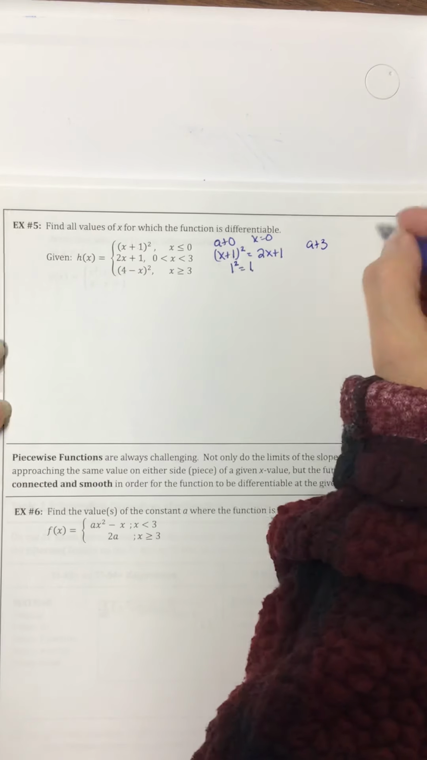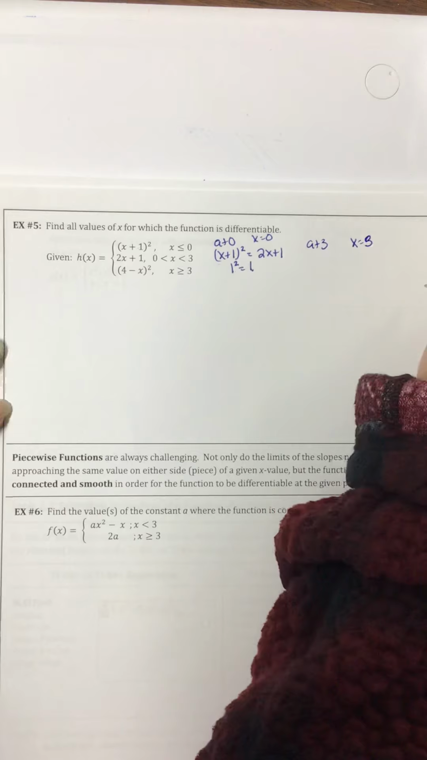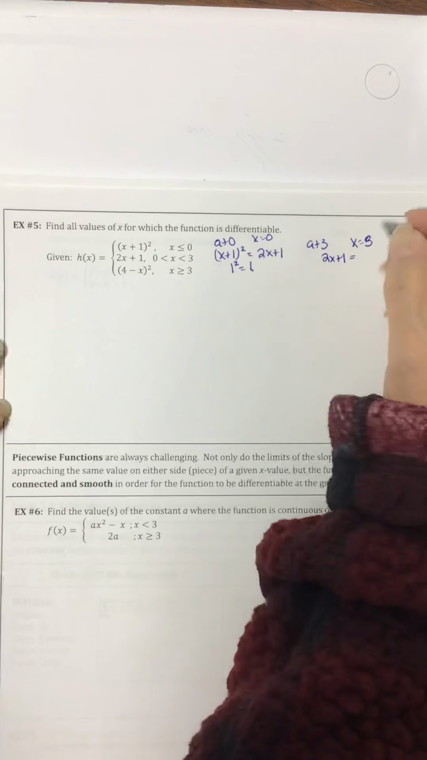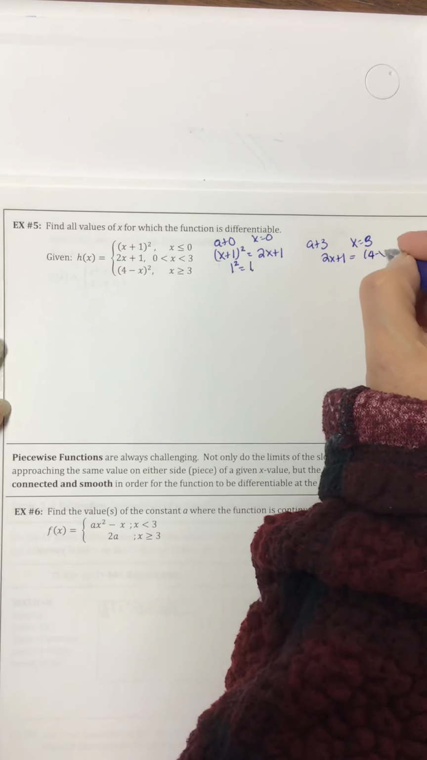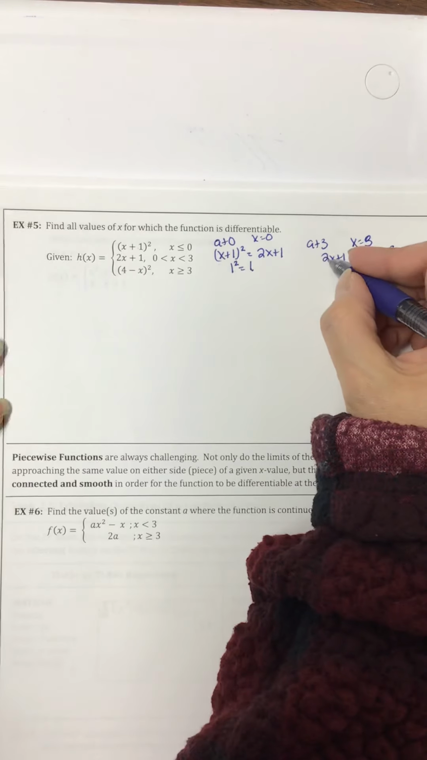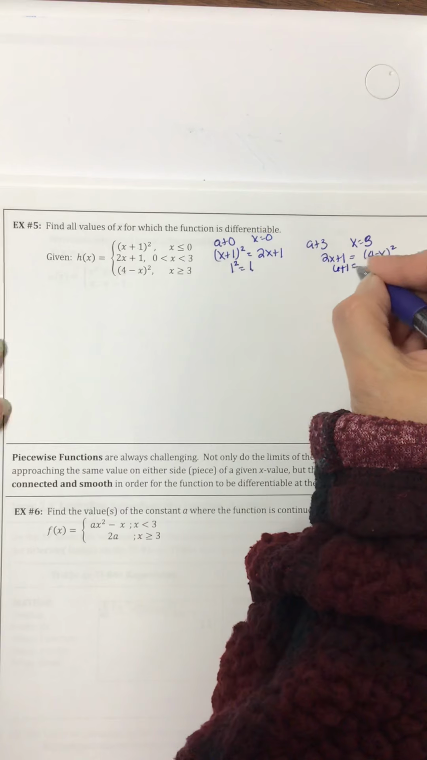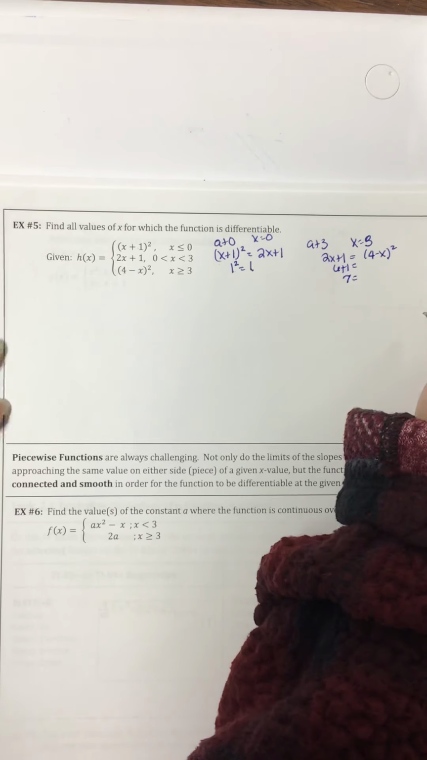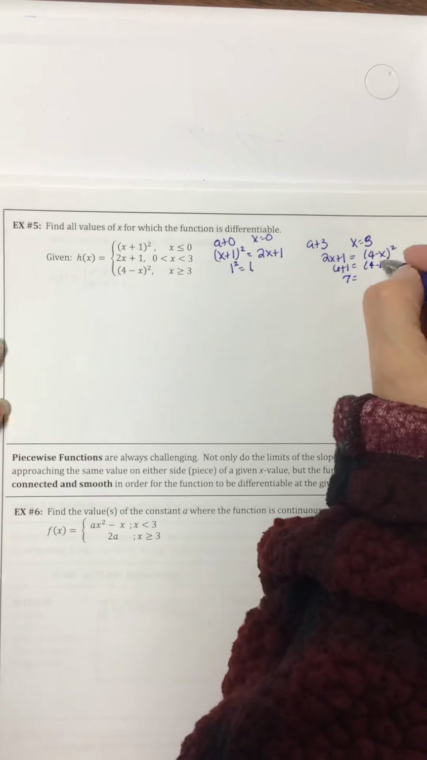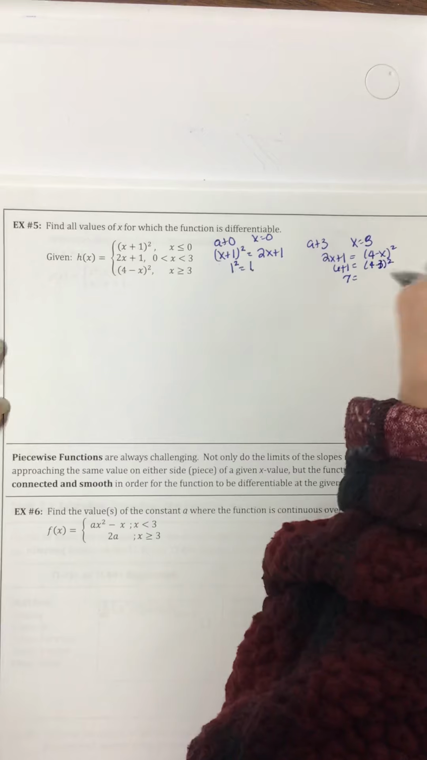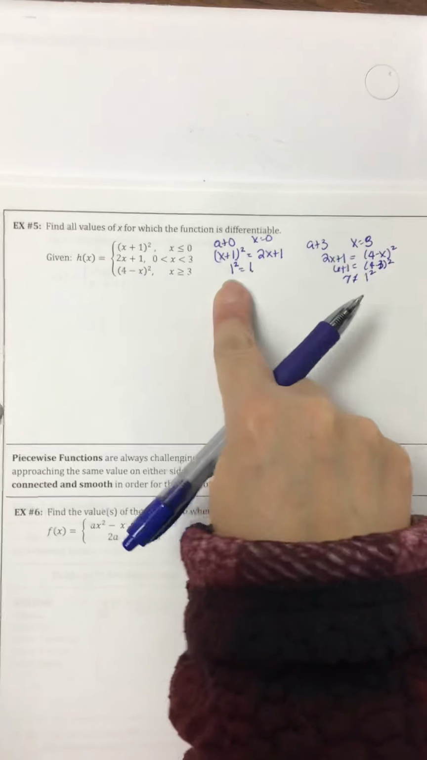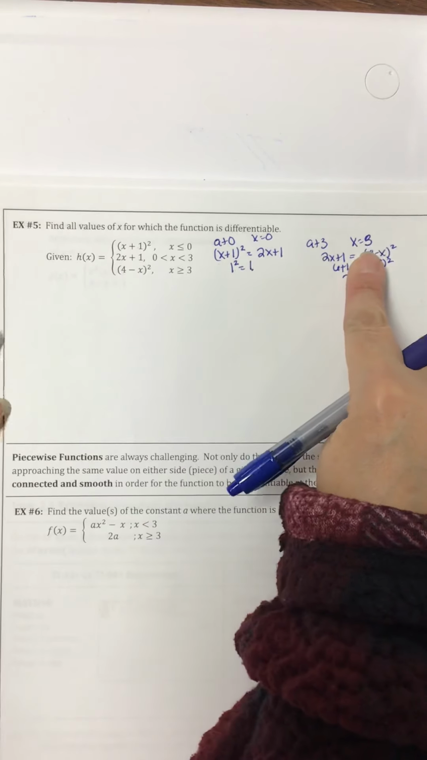Now at 3, we're talking about when x is 3. Let's look at that one. So we need the left-hand side, 2x plus 1, to equal the right-hand side, 4 minus x squared, right? Well, if we plug in 3, 2 times 3 is 6 plus 1, which is 7. And if we plug in 3 here, we would have 4 minus 3, which is 1 squared, which is just 1. Do you agree? Those are not equal. So it's continuous at 0, but it's not continuous at 3, correct?